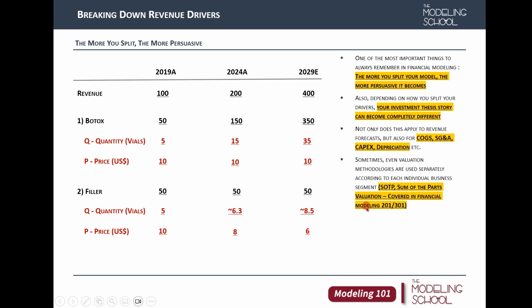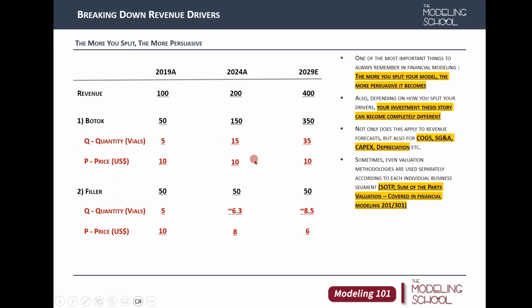For fillers, a completely different story. Price is declining, probably due to maybe increased competition, let's say, but quantity still grew. So despite quantity growing, due to decreases in price, filler revenue stayed the same and will stay the same in the future as well. As a result, 350 plus 50 will equal $400 in revenue. So just by splitting the revenue drivers, it creates a lot of story. And how you split the revenue drivers is really important.